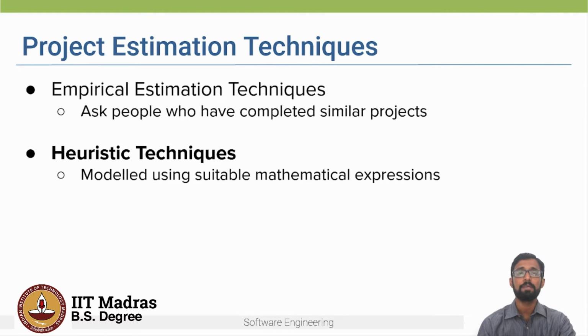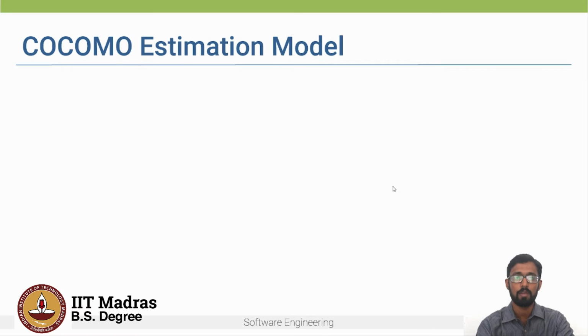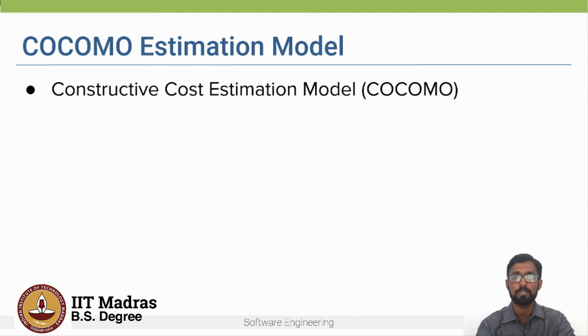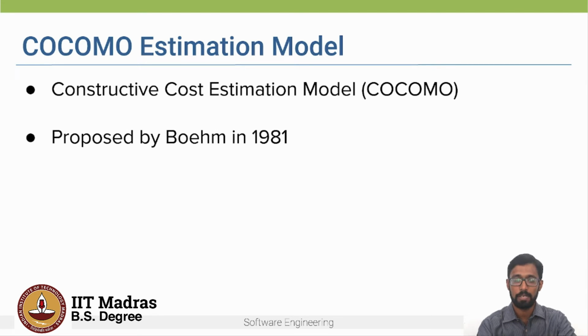Now, the next important type of project estimation technique is known as heuristic techniques. In heuristic techniques, we provide estimations by doing some modeling using suitable mathematical expressions. A popular model which has been used to estimate effort is known as the Constructive Cost Estimation Model, or the COCOMO model. This model was proposed by Boehm in 1981.